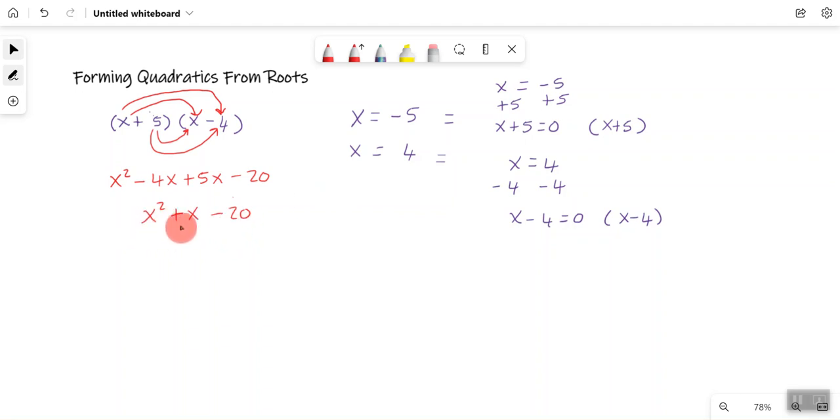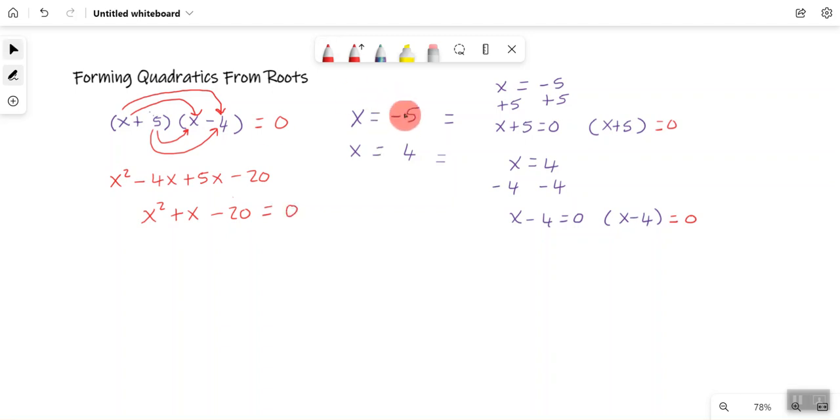And remember, this multiplied by this is going to be equal to 0. Each of these is equal to 0. Each of these guys are equal to 0. And also this quadratic is going to be equal to 0.